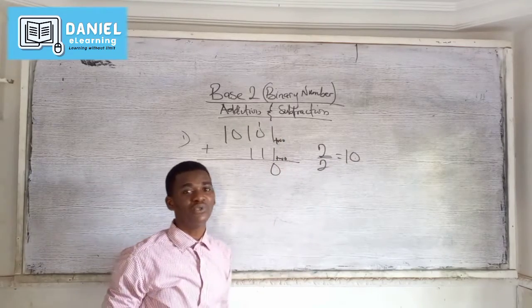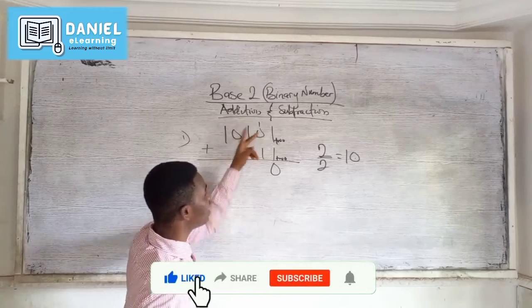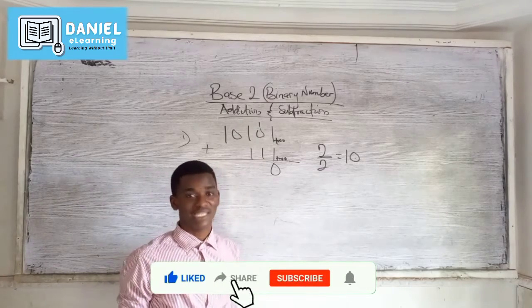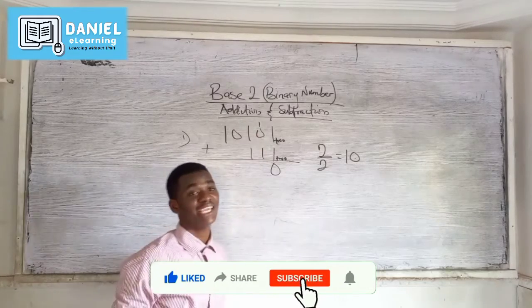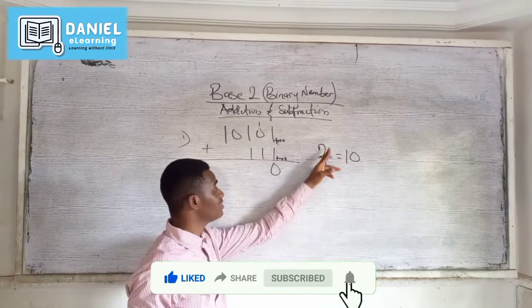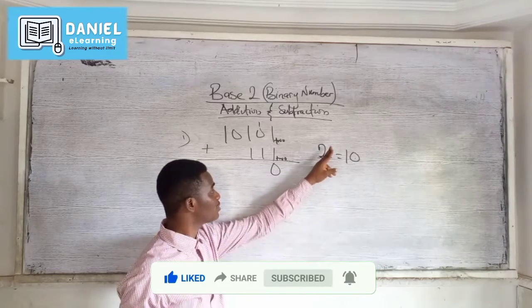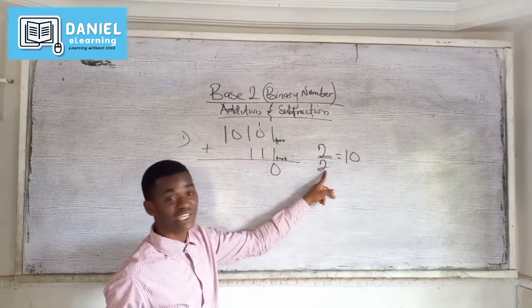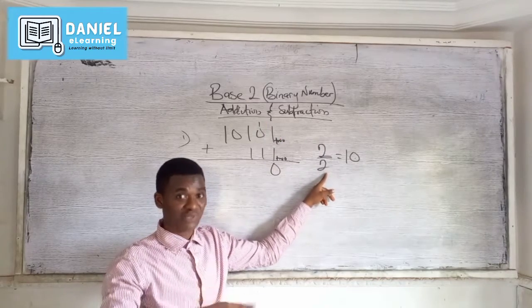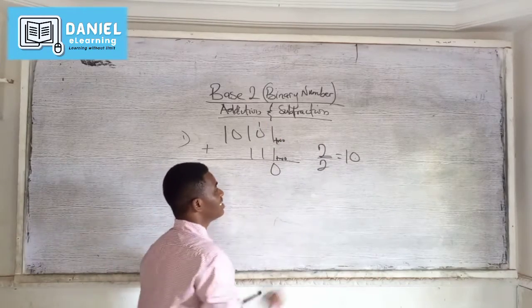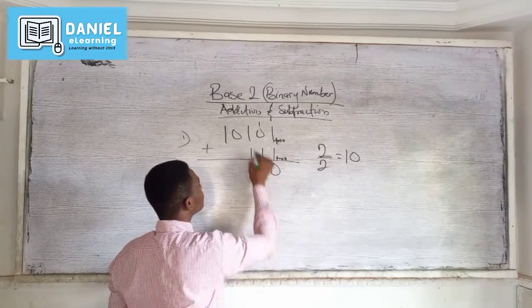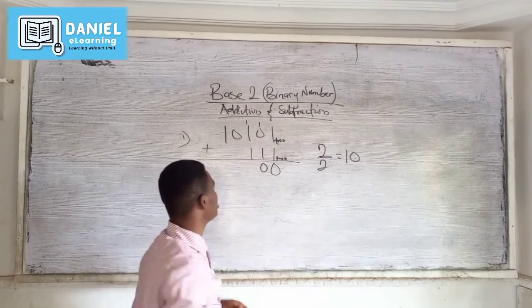So the next thing you do is, 1 plus 0 is 1. And 1 plus 1 here is 2. So you do the same thing. 2 divided by 2. This 2 is the one added here, and the 2 under here is the base we are working with, which is base 2. So it still gives us 10. So we put 0 here, and we take 1 up to the next.